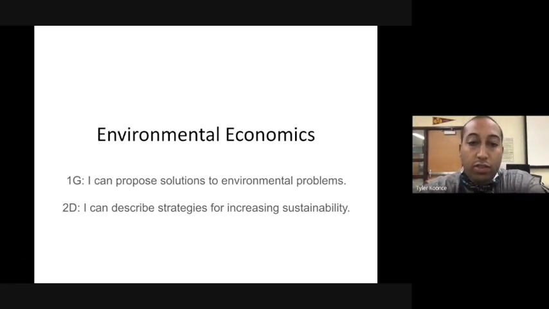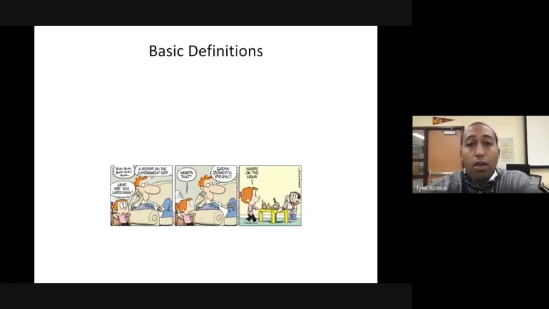Hello, everyone. This set of notes is going to focus on environmental economics. So we're going to be looking at solutions to our environmental problems, how we fix those, and strategies to increase our sustainability. So some basic definitions that we need to go over first, just to make sure that you have that knowledge base.